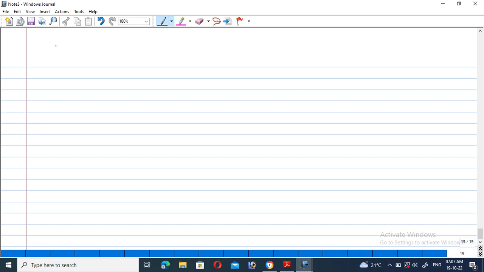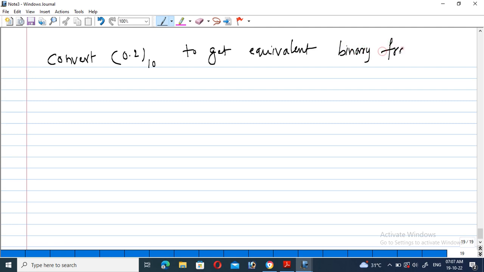Convert 0.2 of base 10 to get the equivalent binary fractional number. So for that, the process is: product, integer, fraction, and separate.